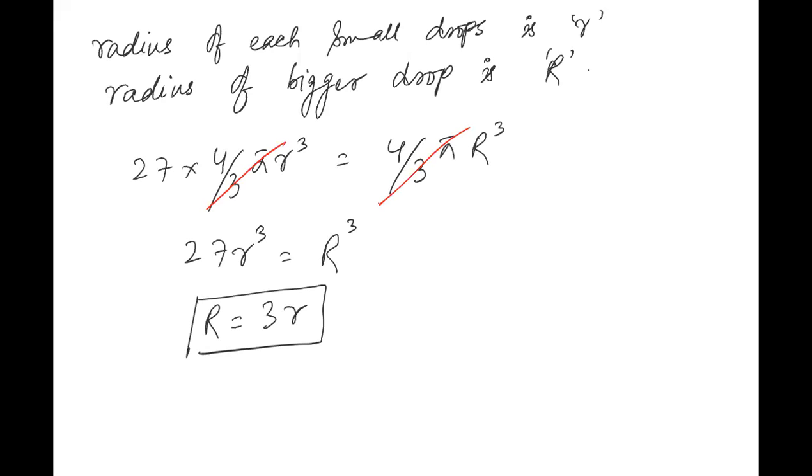Right, now we can write the potential. Let's write the potential. The potential of a smaller one, what will that be? That will be equal to k multiplied by q divided by r, because the charge of each small drop is q, the radius of each small drop is r, and k is the electrostatic constant. And how many drops do we have? 27. The net potential of 27 drops will be equal to kq by r into 27.